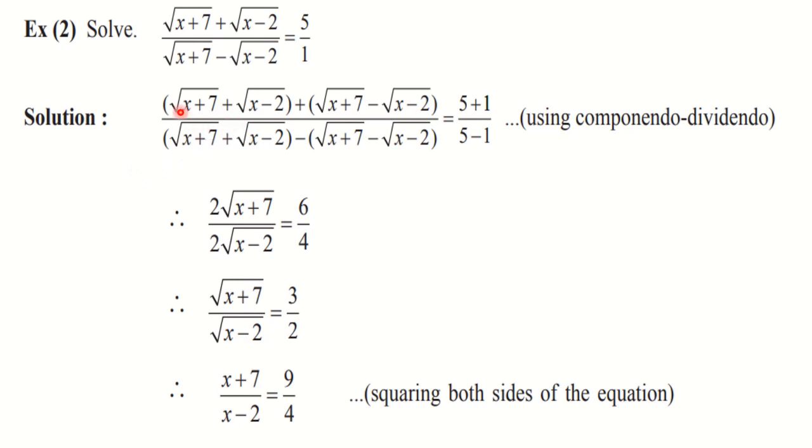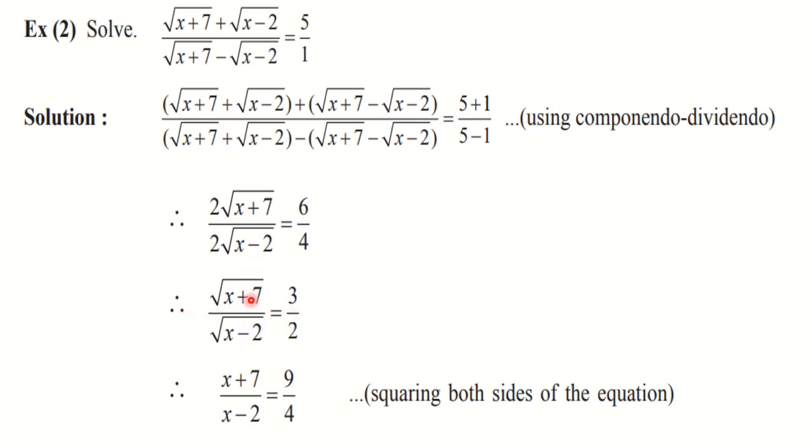So 2 times we have square root of x plus 7, so we are writing 2 times square root of x plus 7. Similarly in the denominator 2 times square root of x minus 2. And here 5 plus 1 is 6 and 5 minus 1 is 4. We can reduce it further to 3 upon 2 and this 2 is cancelled. So what we got here? Square root of x plus 7 upon square root of x minus 2 is equal to 3 upon 2.